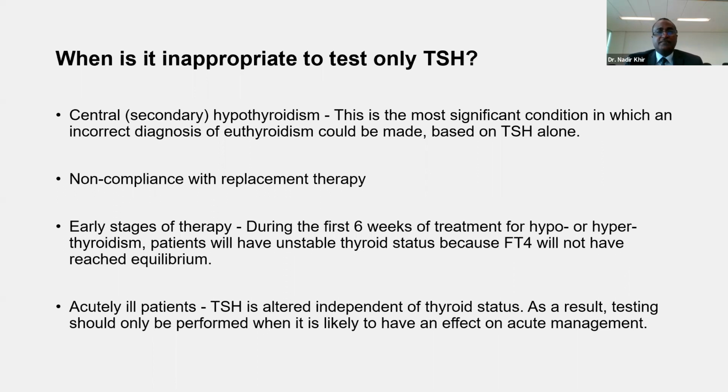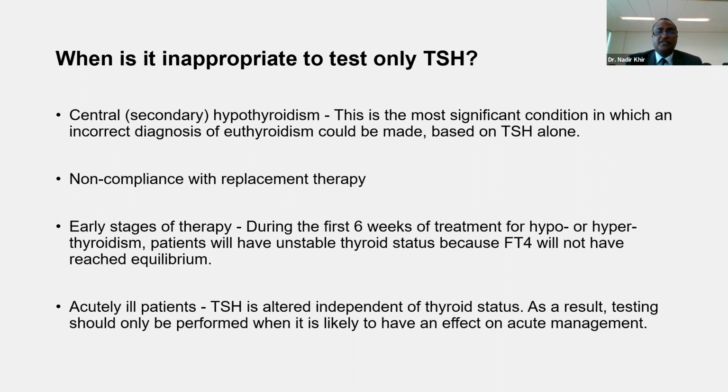I will give you an example or examples of when it is inappropriate to test only TSH. As we said before, TSH is the one that we test all the time, and we don't need to go for T4 or T3 or any other test. But there are places where you have to be careful. As we said, central secondary hypothyroidism. This is the most significant condition. An incorrect diagnosis of euthyroidism could be made based on the TSH alone.